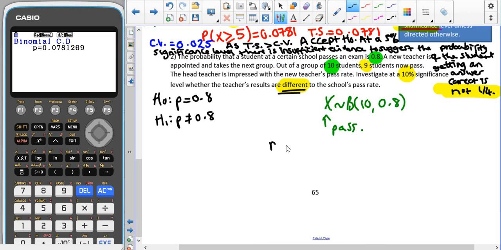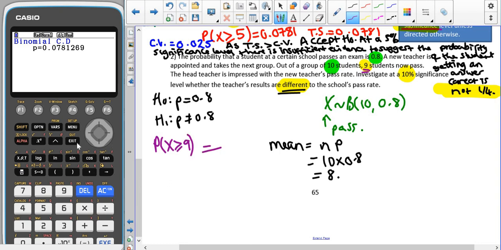Then we need to have a look at the mean. So n times p, so that's going to be 10 times 0.8, which gives us 8. So we were expecting 8 people to pass. However, we found that 9 people passed. So we found more than we expected, so we're looking at greater than or equal to 9. So that gives us 9, number of trials 10 out of 10, and the probability is 0.8.